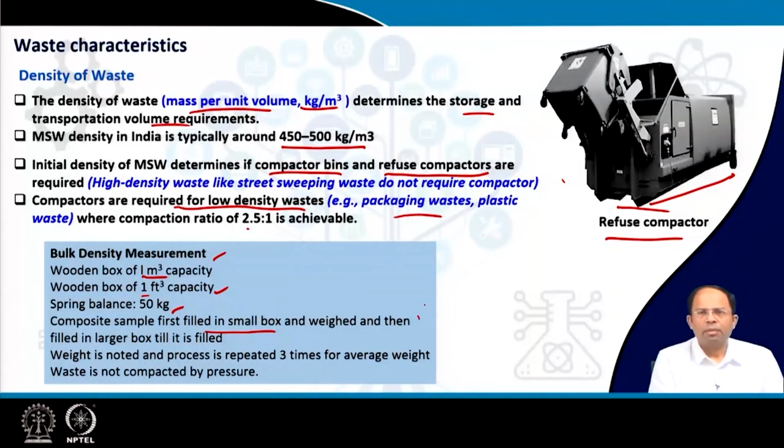So we can determine the total weight of the waste, and because we know the total volume is 1 meter cube, we can determine the density of the waste. Now, this entire process is repeated 3 times, and we take the average to come to the final average density of waste in that particular area.